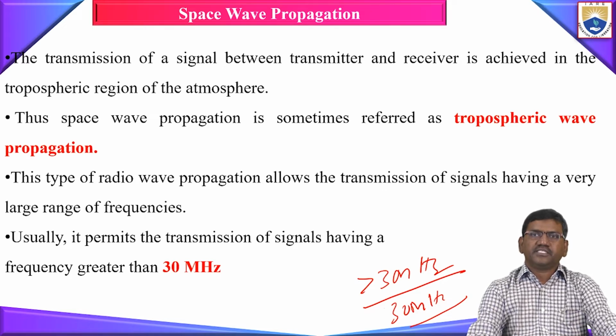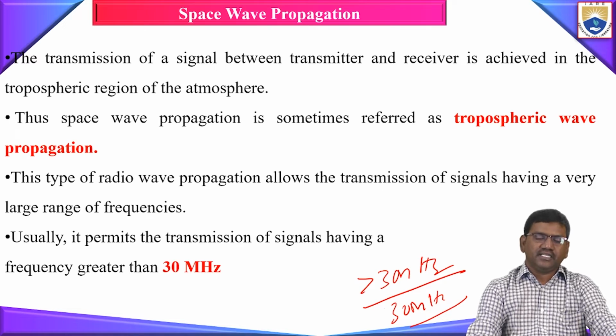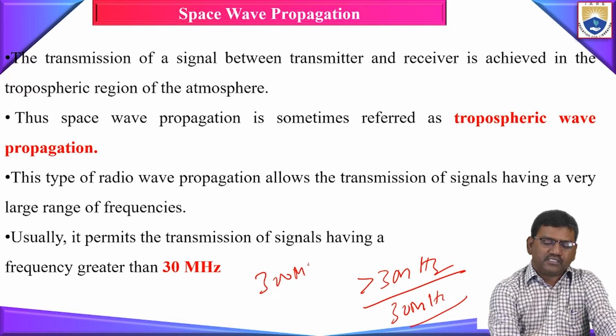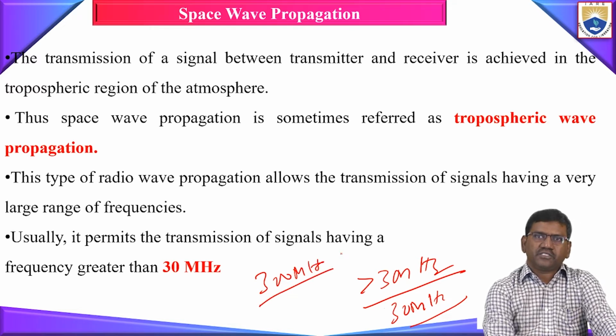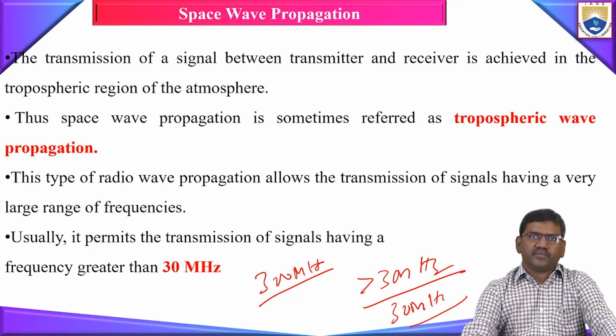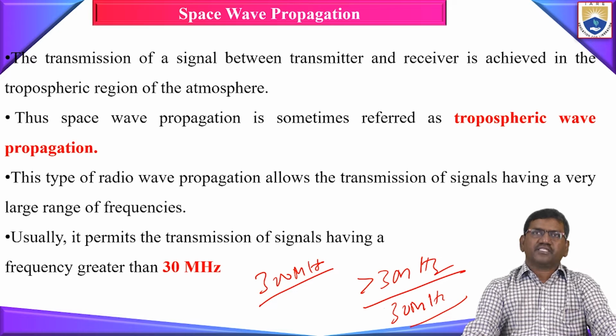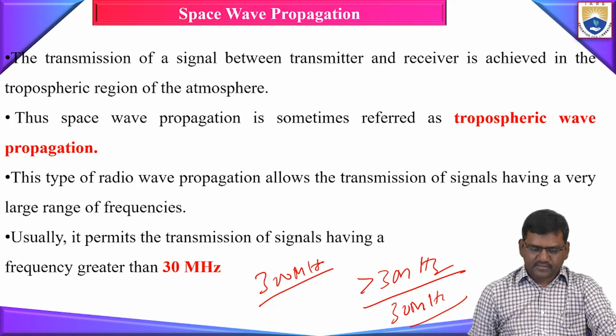So usually it permits signals having a frequency greater than 30 megahertz. We can also transmit up to 300 megahertz signals in this region. So 30 to 300 megahertz, or 300 megahertz to 3 gigahertz also, we can transmit in the space wave propagation, where there is no reflection happening in the space wave propagation.